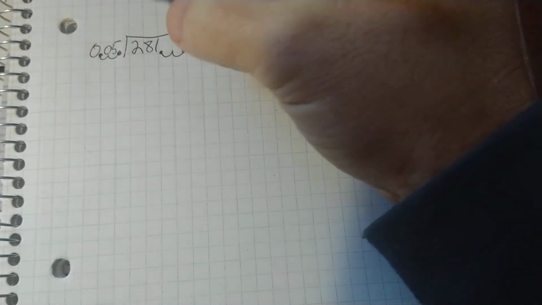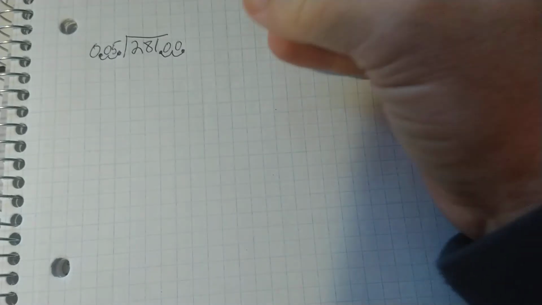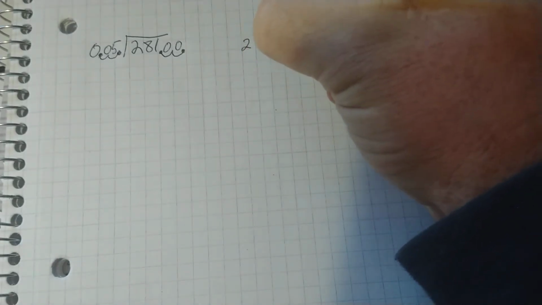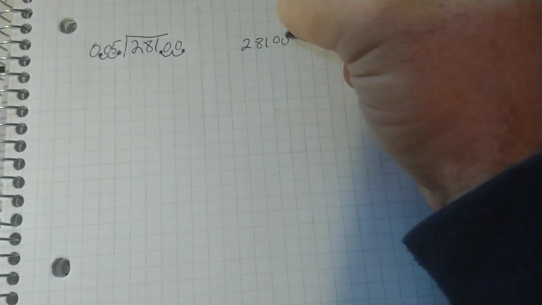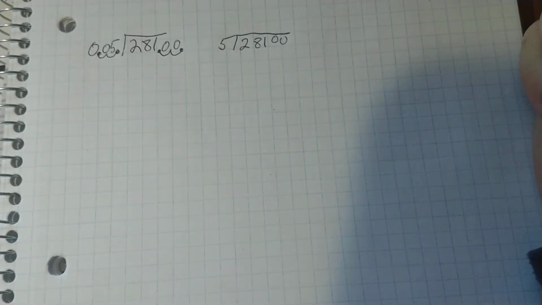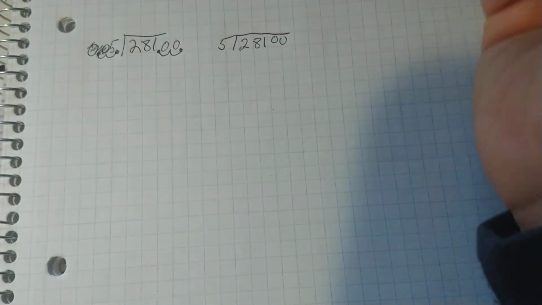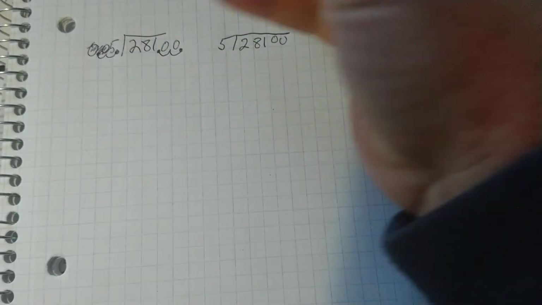Uh-oh, I have empty spaces. What the heck do I do with that? Well, you fill them in with zeros. Now we have 28,100 divided by 5. If you want, go ahead and rewrite that. Some people just don't like the other stuff in their way. That's our problem. Or you can do it here. You can cross out these zeros. These zeros no longer matter, and you can go for it. But everything else is the exact same.